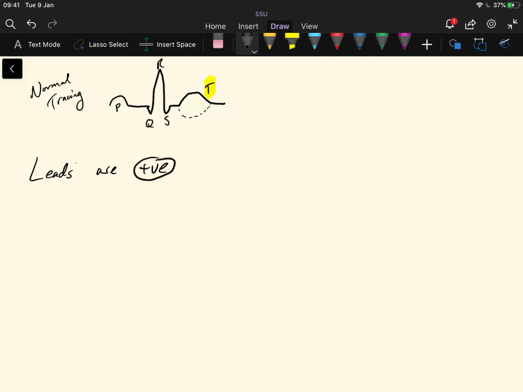Okay, that's the first thing. The other thing is that they look at the outside of the heart. Now, what do I mean by that? Well, what I mean is that they don't look at the electrical activity inside of the myocytes of the heart. They look at what happens outside the myocytes.